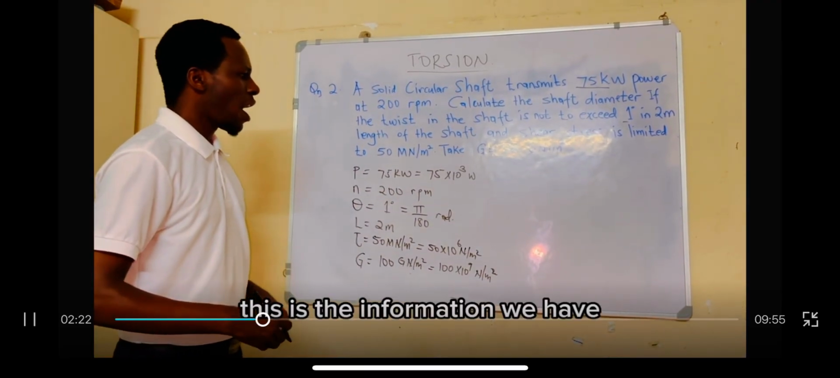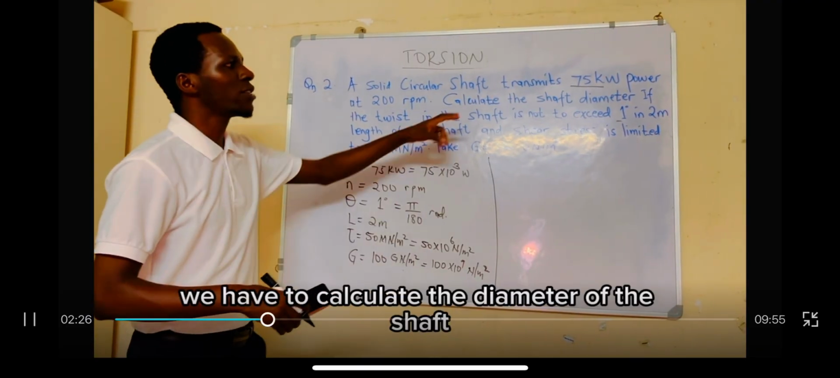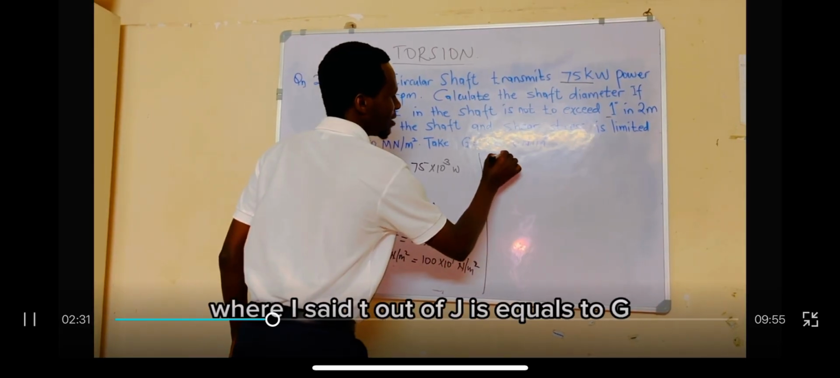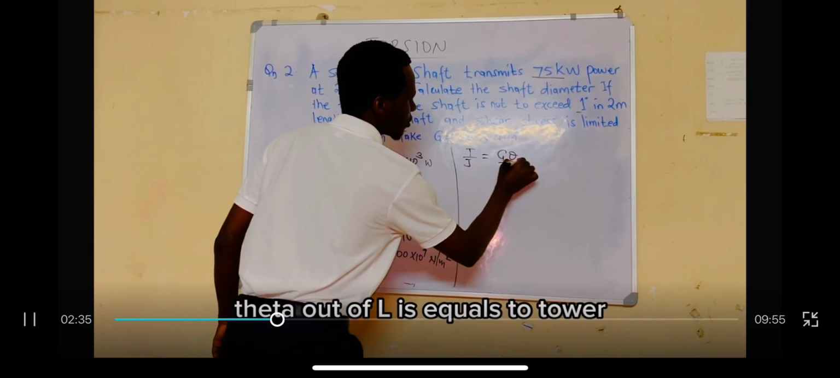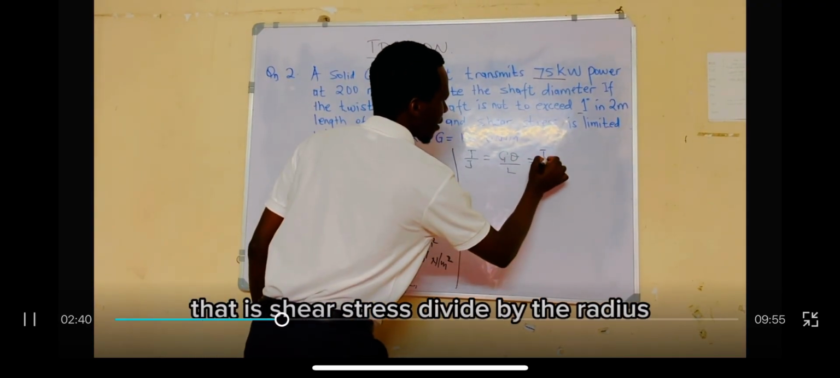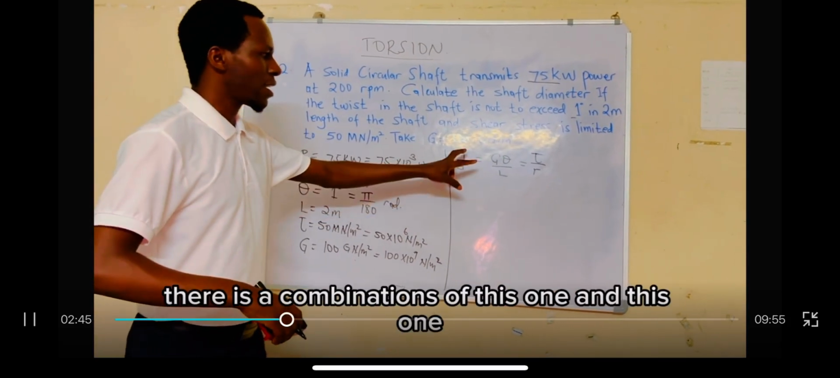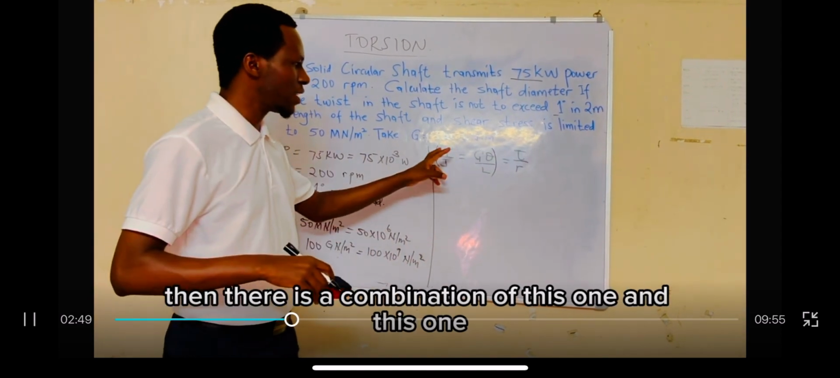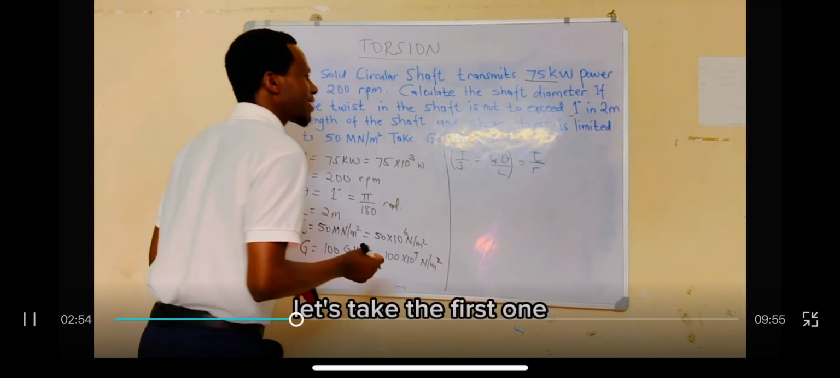This is the information we have, and we are asked to calculate what? What's the question asking? We have to calculate the diameter of the shaft. From our torsional equation, where I said T out of J is equals to G theta out of L is equals to tau, that is shear stress, divided by the radius. In this case, we have two things. There is a combination of this one and this one. Then there is a combination of this one and this one. Two. All that can give us what? The diameter.